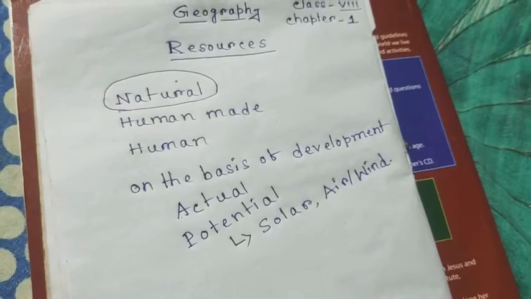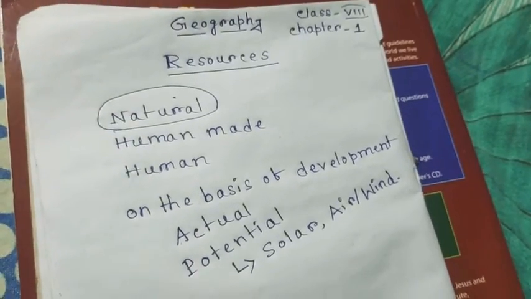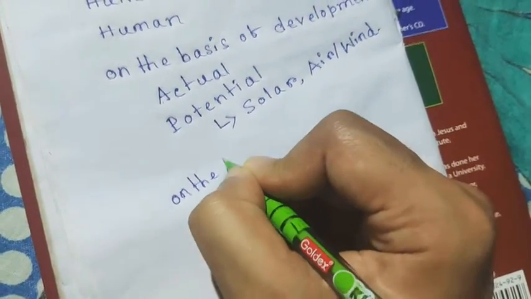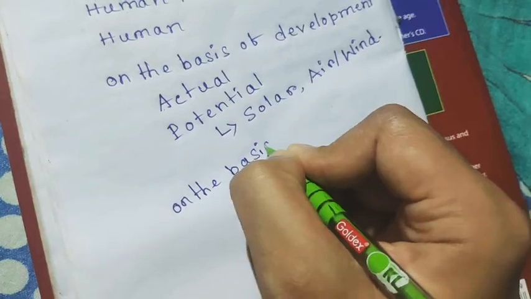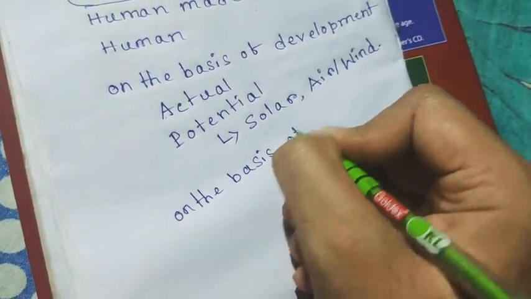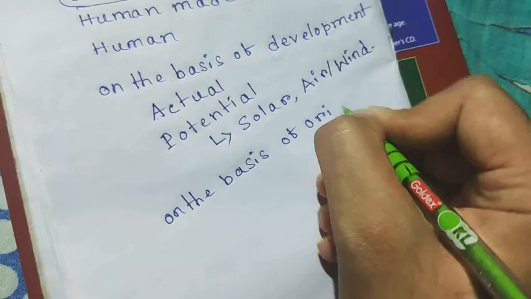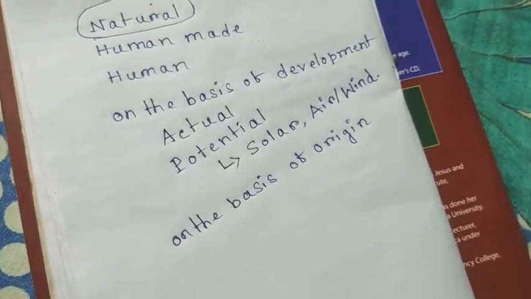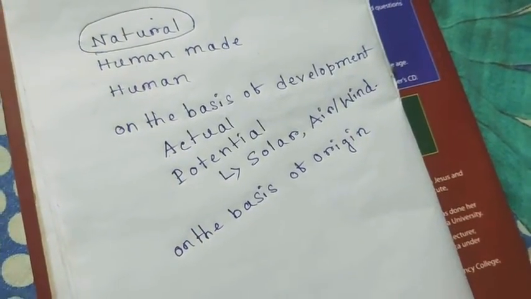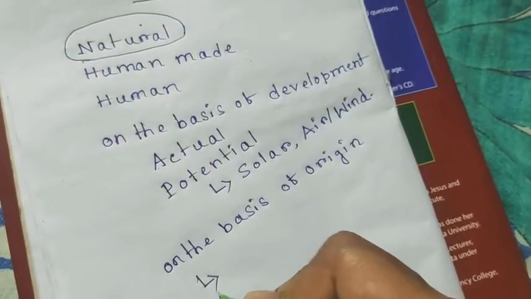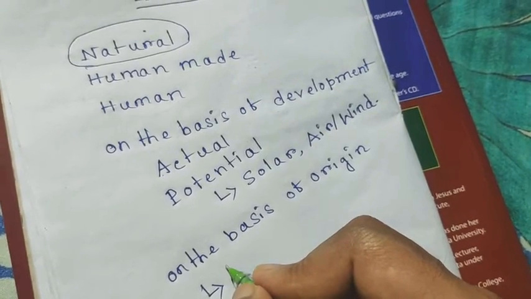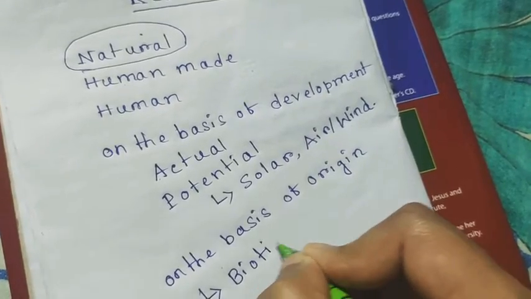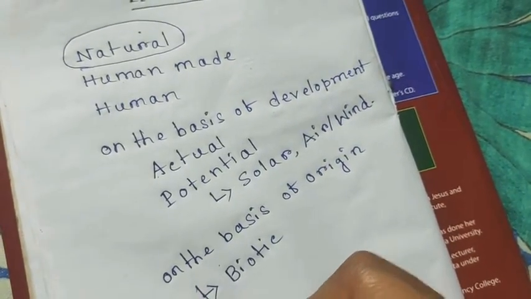Then on the basis of origin, resources can be divided into two categories. One is biotic. Another is abiotic.